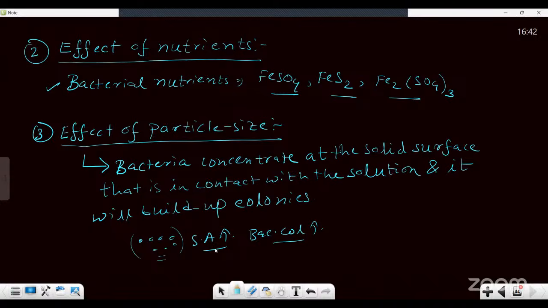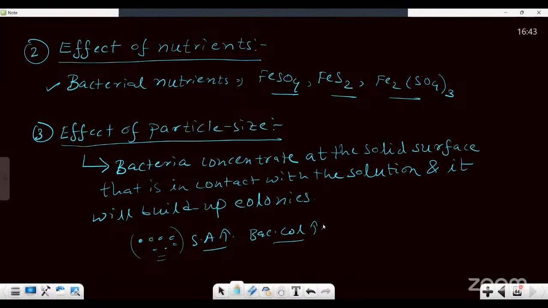If it is very finely ground, then what happens? The porosity will decrease and air cannot reach. So your oxygen cannot reach that part. Then automatically, if your oxygen cannot reach, your oxidation is going to be hampered. It is going to slow down.